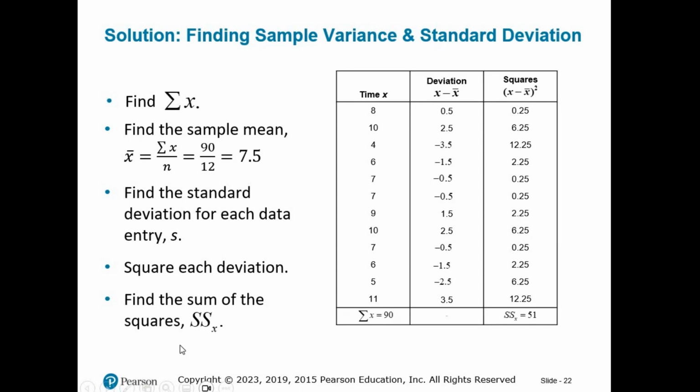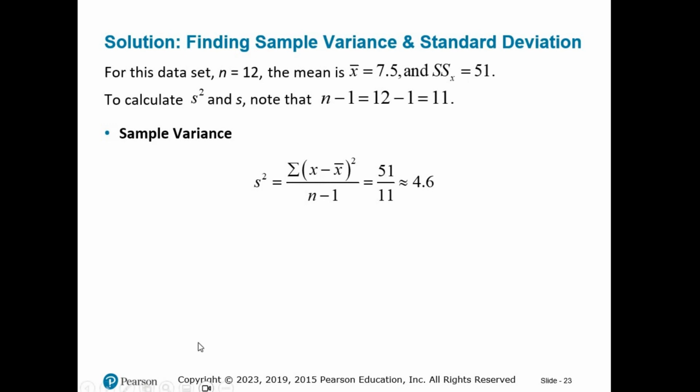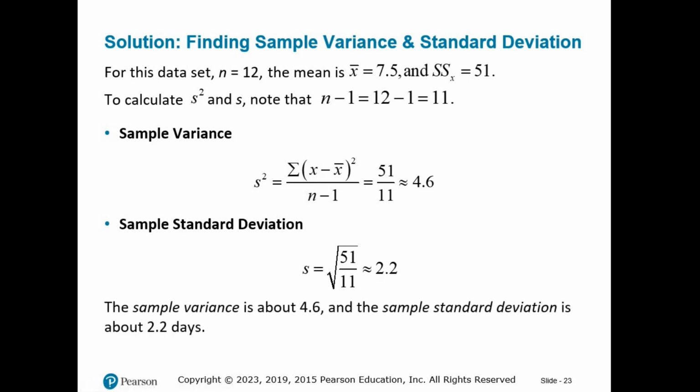For this data set, our sample size, or lowercase n, is 12. Our mean, or x-bar, is 7.5, and the sum of squares is 51. To calculate s squared and s, note that n minus 1 equals 11. Now we plug in our formula. We divide 51 by 11 and get approximately 4.6 for our sample variance. Then take the square root of that and get about 2.2. This means that the sample variance is about 4.6 and the sample standard deviation is about 2.2 days.